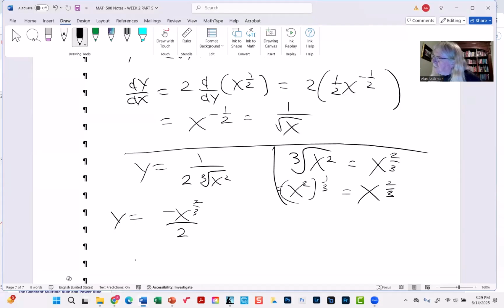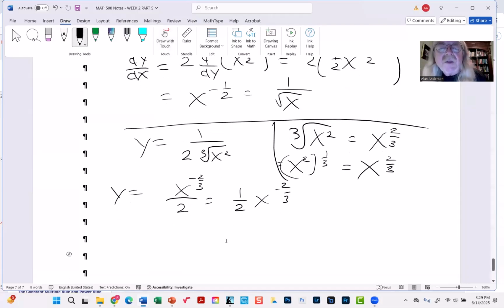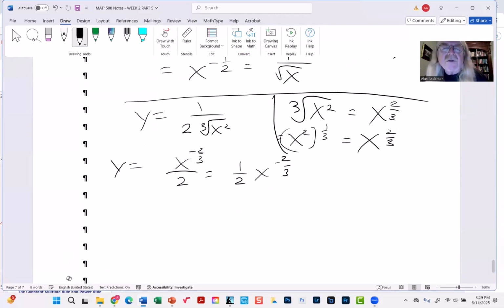Or you can think of it as 1/2. Oh, wait, what did I do? No, not minus x. x to the minus 2/3, sorry. So it's 1/2 x to the minus 2/3. Well, now we can use the same approach we've been taking all this time, meaning that we do have a constant in there, which we can factor out, and then we can apply the power rule to x to the minus 2/3 power.